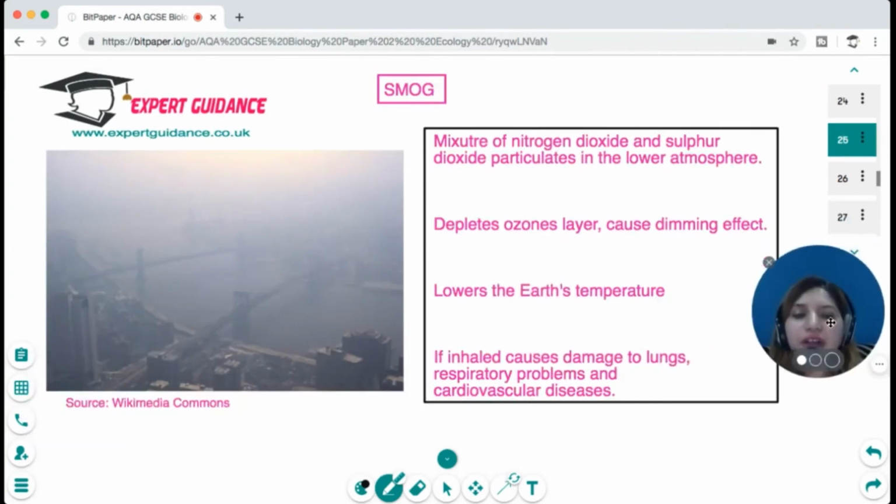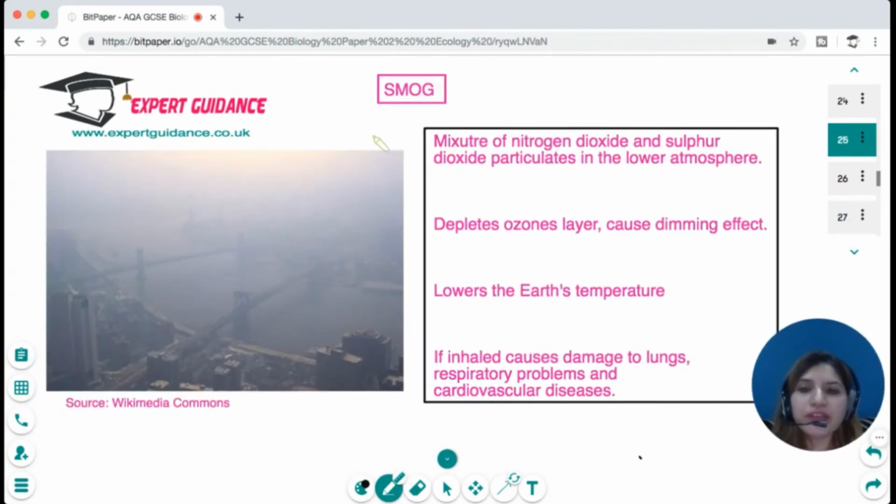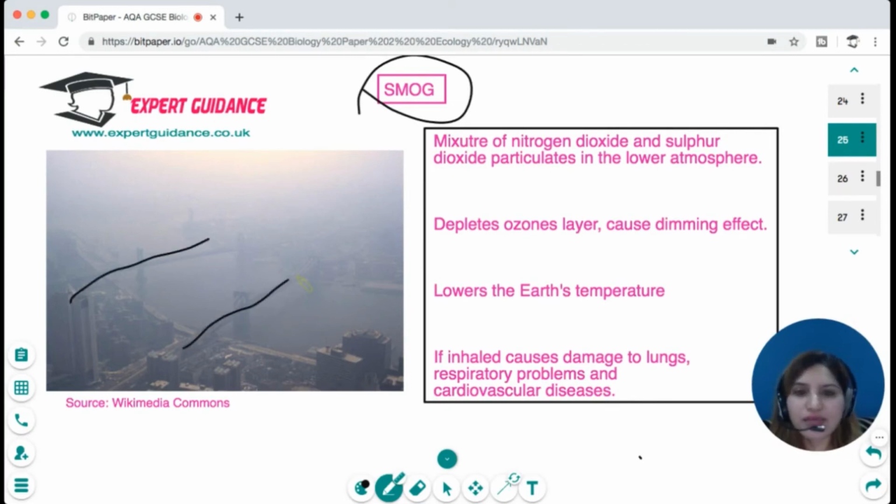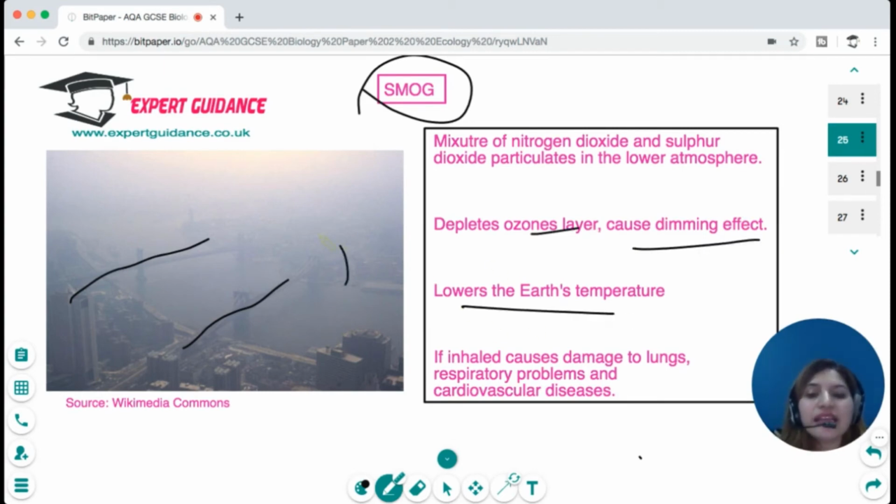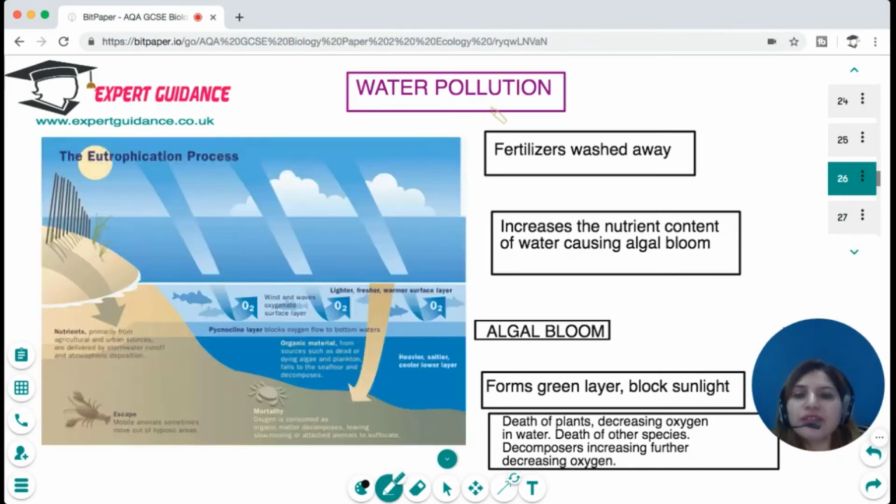Now, another contributor to air pollution is smog. At times you see a dimming effect in the atmosphere. This is because of the nitrogen dioxide and sulfur dioxide particulates in the lower atmosphere. They're depleting the ozone layer, causing a dimming effect, lowering the Earth's temperature. And if these are inhaled, they cause damage to the lungs, respiratory problems, and cardiovascular diseases. Now, next after air pollution comes water pollution.